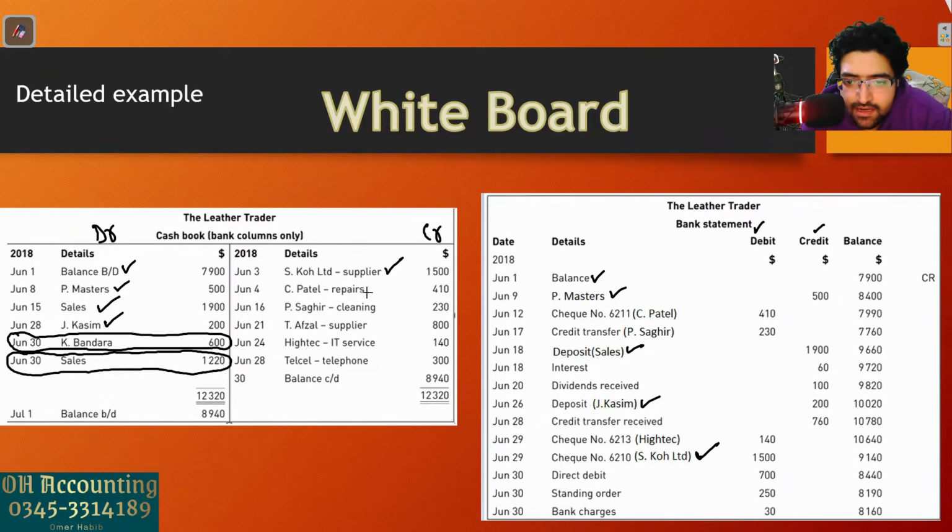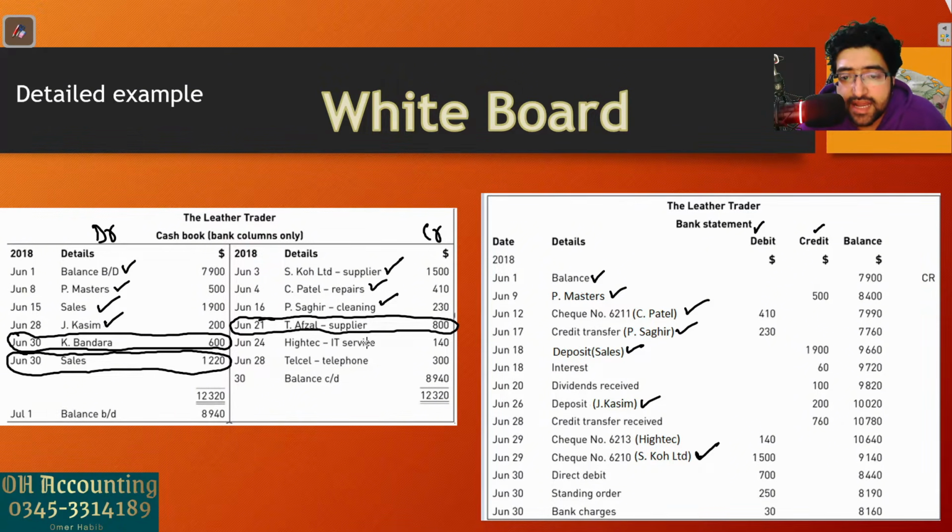C. Patel repairs. So is C. Patel here, 410? Yes. So 410 C. Patel, 410 C. Patel. P. Saghir cleaning $230. P. Saghir 230. Okay. It is also present on both. T Afzal a supplier. So we have paid 800 to T Afzal. Is 800 there on the debit side? No. So simply circle this as well.